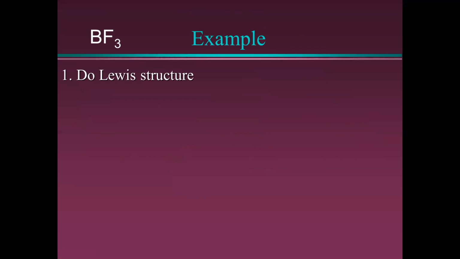Okay, we talk about lots of the rules and doctrines. Let's see how it works. For example, if people ask you to determine what is the hybridization of the central atom, boron, here. The first step, like I said, you will draw a Lewis structure.